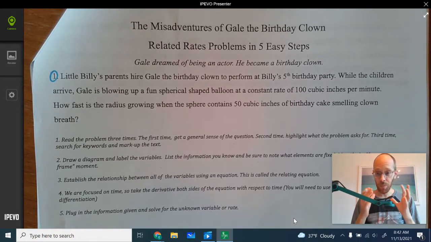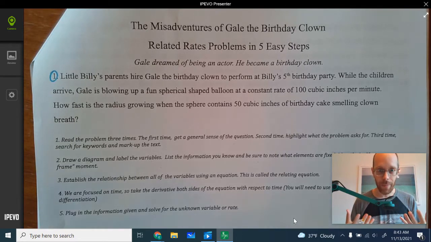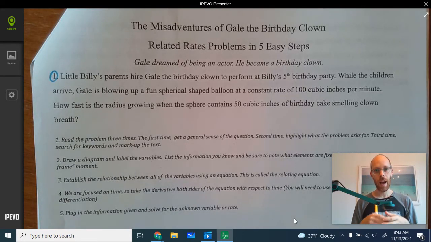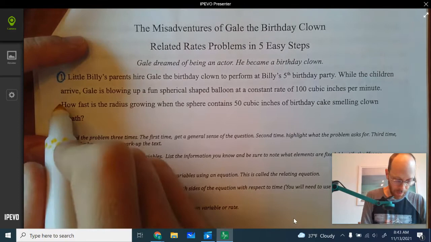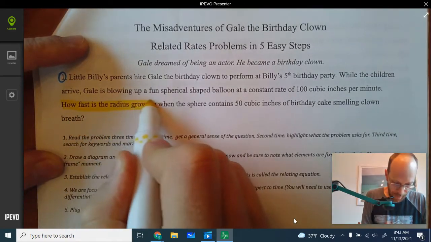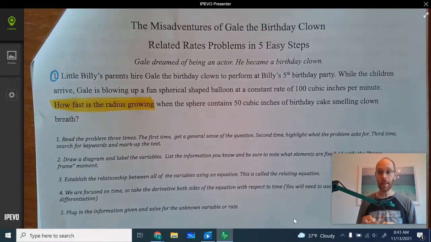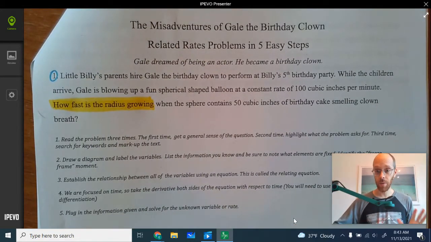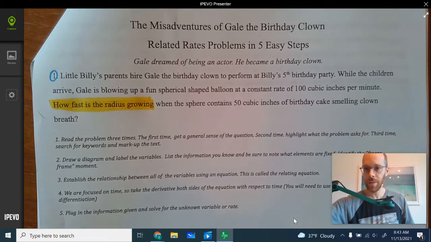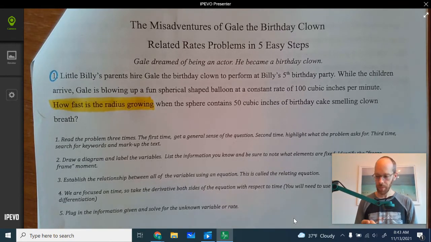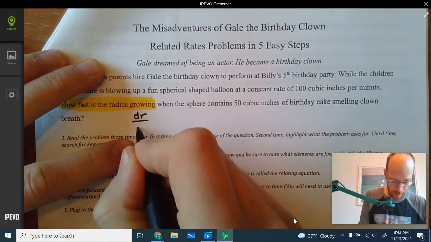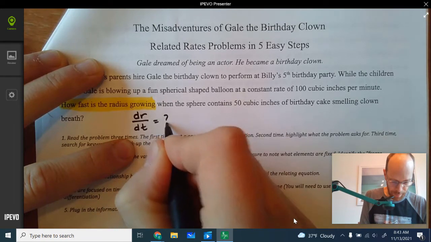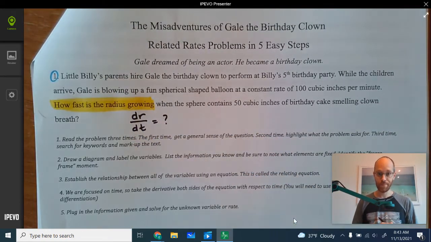Second thing is it's a really good idea to highlight where the actual question happens. There's a lot of information, and you want to be able to focus your attention on what you are looking for. Usually it comes in the last sentence, and this is no different. It said, how fast is the radius growing? And let's keep in mind that that is not asking us for the radius of the balloon. It's asking us for the rate at which that radius changes. So the thing we're trying to find in this problem is dr dt, the rate of change of the radius over time.